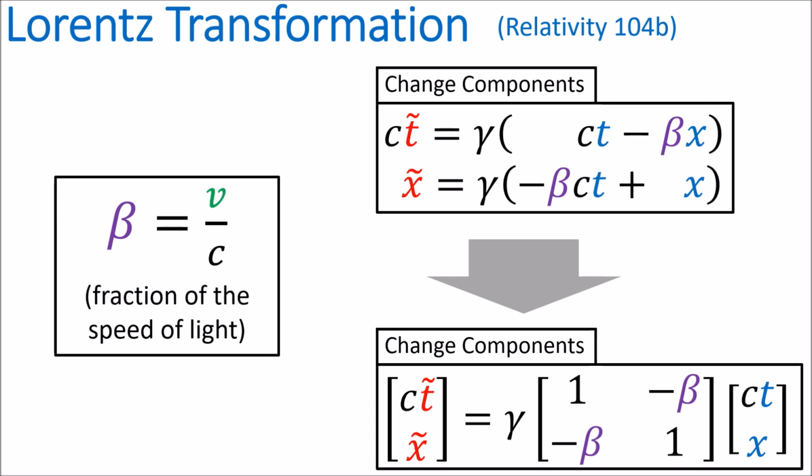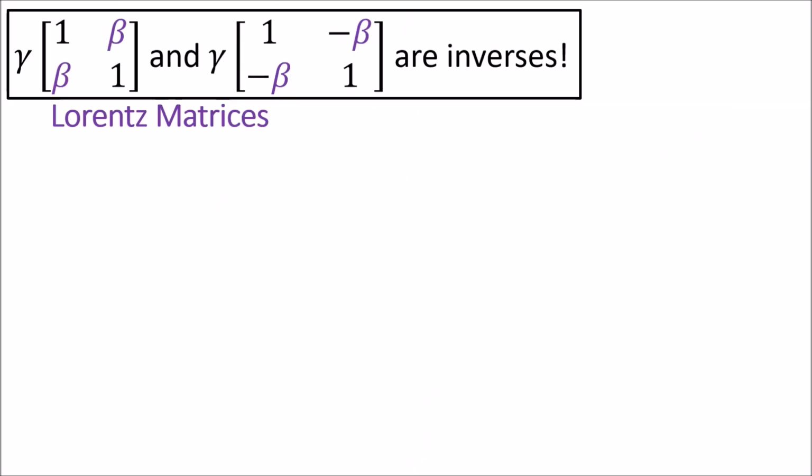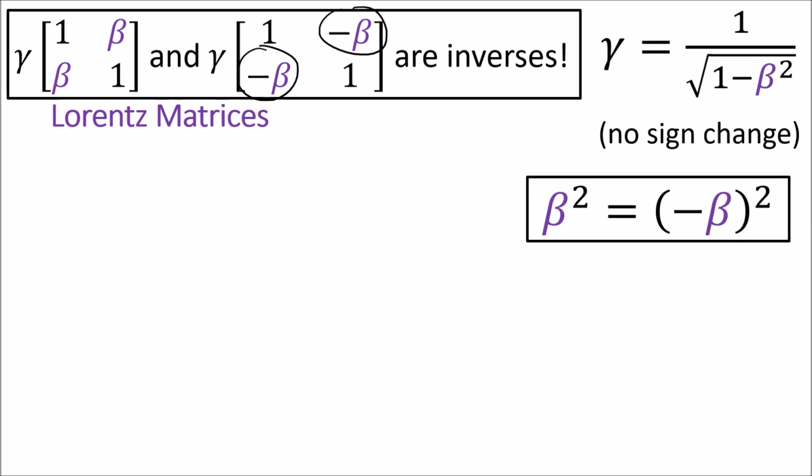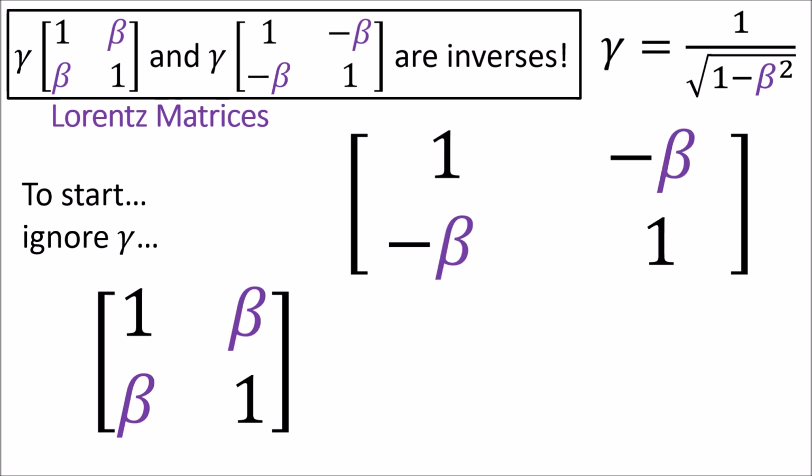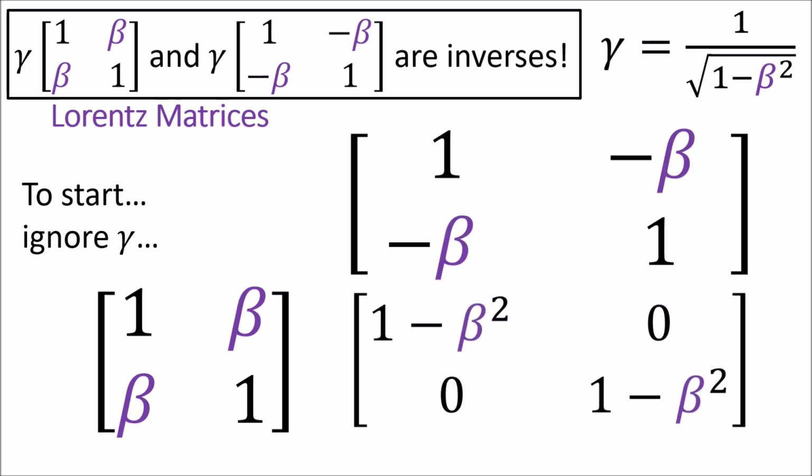Remember, the beta coefficient in Lorentz transformations is just a fraction of the speed of light, v over c, so beta is a bit like a velocity. To invert a Lorentz matrix, we just need to change the sign of the beta coefficients. Gamma doesn't change sign because negative beta squared is the same thing as positive beta squared. If we ignore the gamma coefficients and just multiply the matrices, we find that we get a matrix with 1 minus beta squared on the diagonal.